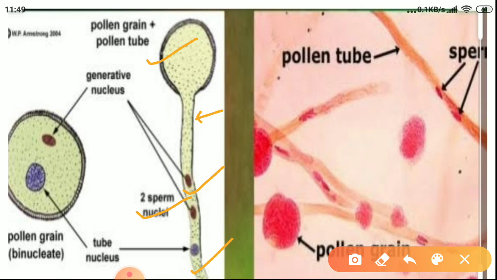Okay, and this one is a microscopic diagram which is clearly showing the germination of pollen. These long tubes are nothing but pollen tubes, and these red structures are pollen grains.